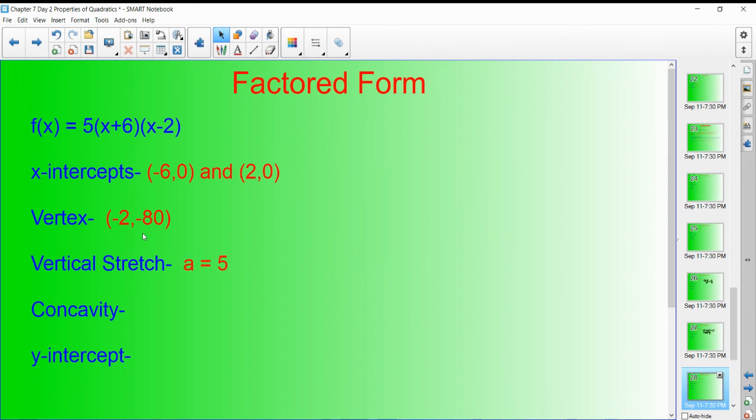Now we've done vertical stretch, we've done concavity multiple times. Positive opens up. 5, which means it's stretched. And when we get to graphing it, we're going to see what this stretch looks like on a graph. And then for the y-intercept, you put 0 in for x, you evaluate. So 6 times -2 times 5 is -60. That's my y-intercept.